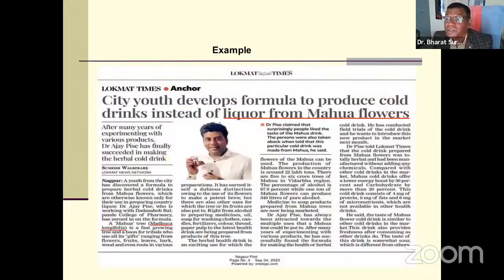Again, one of the professors from Nagpur has developed cold drinks from mahua flowers. Earlier, mahua flowers were used to make beverages, liquors, but now he has made cold drinks from that. What is that? The idea came from the mind of this intellectual person, and he has given good cold drinks. So what is that? Invention, idea, patent from the mind of intellectuals.